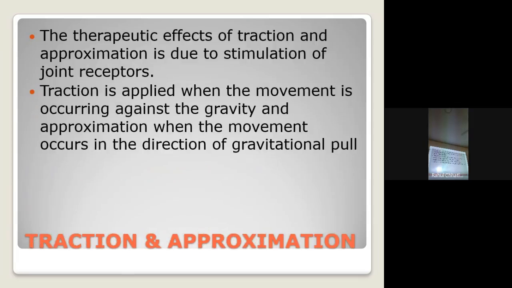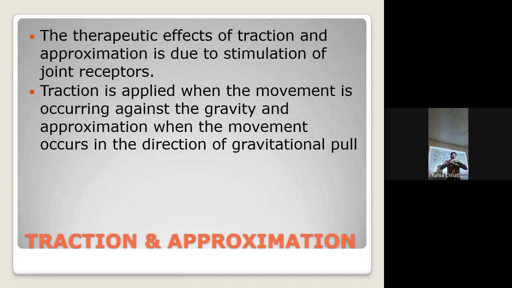Traction and approximation. Traction is pulling apart and approximation is moving the bony surfaces towards each other. We talked about proprioception. Proprioception is the sense of joint position. The sense of what position the joint is in right now is called proprioception. Further, there are spatial receptors, proprioceptors. Where are proprioceptors located? In the joint surfaces and the capsule of the joint. If these are the two joint surfaces, there will be proprioceptors, sensors that sense the joint position.